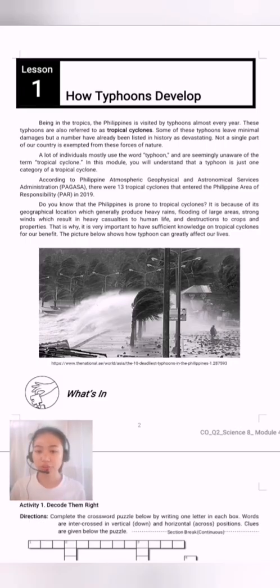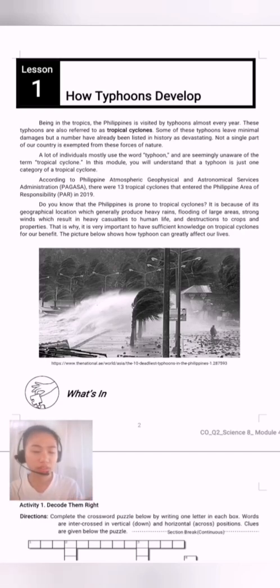First, get your modules that have this student and parents guide. It is indicated here what you will do, or the learning task you will do, on Monday, Tuesday, Wednesday, Thursday, Friday until Saturday. So, the first page of your module, Lesson 1.